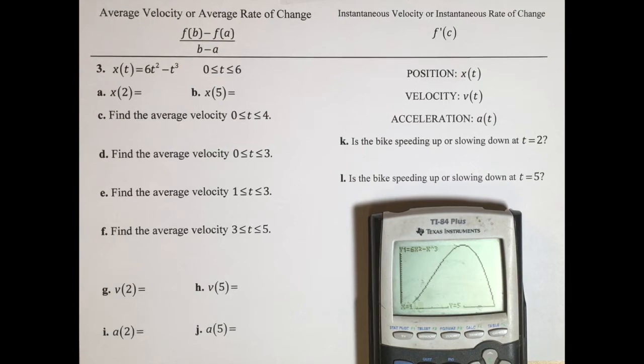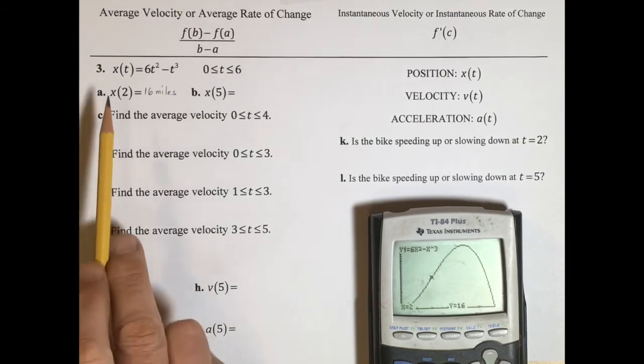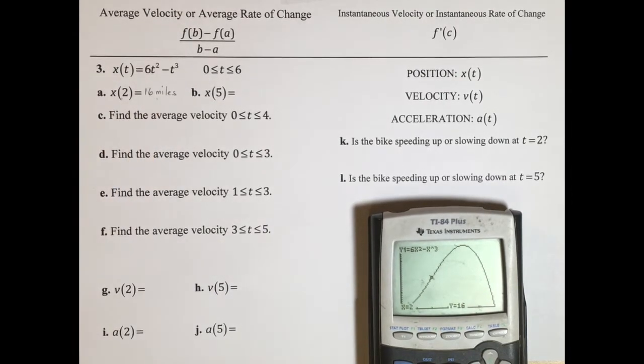Notice at time 1, his bike is 5 miles from home. At time 2, his bike is 16 miles from home. I'm going to say x of 2 is 16 miles. At time 3, his bike is 27 miles from home. At time 4, his bike is 32 miles from home.